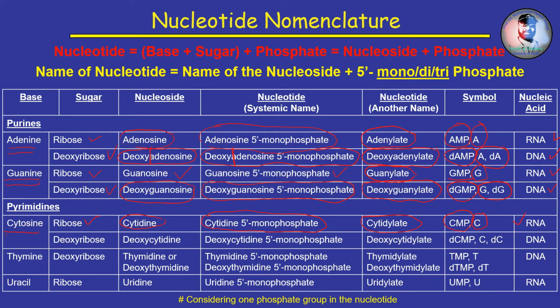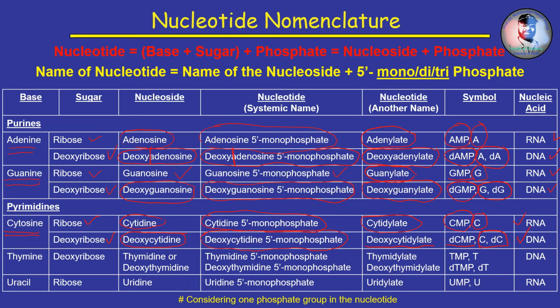Similarly, if the base is cytosine and the sugar is deoxyribose, then the name of the DNA's nucleoside is deoxycytidine, and the name of the nucleotide is deoxycytidine 5' monophosphate. The symbol of the nucleotide is dCMP. This nucleotide has other symbols, that is C and dC, which are used to write the sequence of a DNA chain. Cytosine-containing DNA's nucleotide has another name, that is deoxycytidylate.